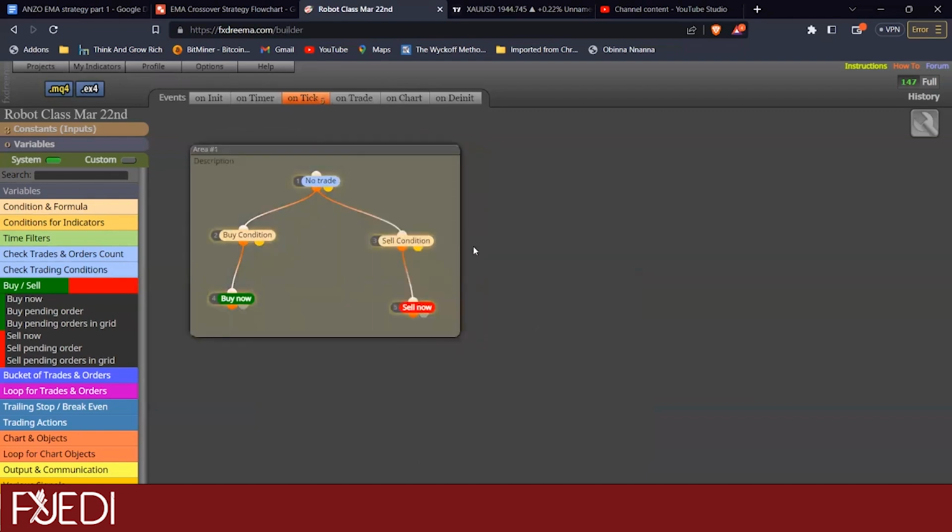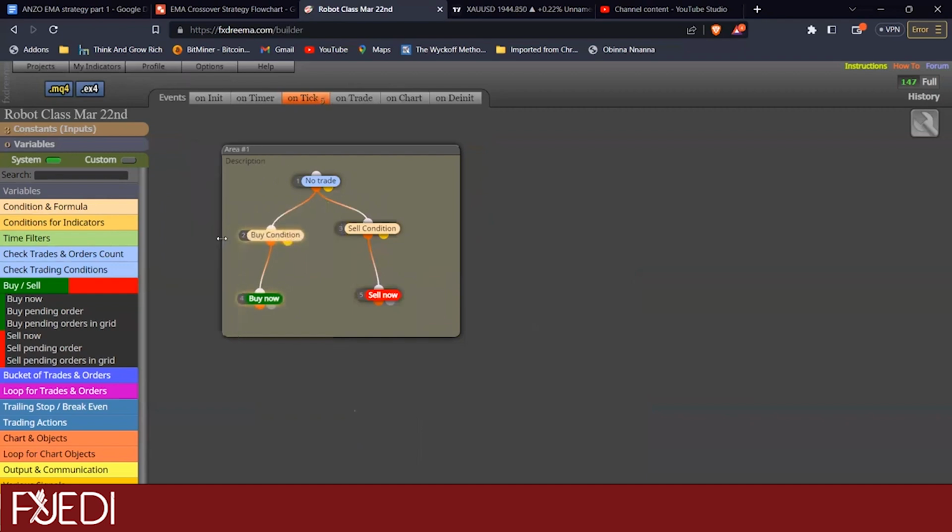So all of this is in one area. Don't mind me, I like aesthetics. I like to get things looking proper. Okay. So that is that. So basically, what this does is it will check trade conditions. If there are no trades, it will check the buy conditions. If it is met, it will buy. Otherwise, it will check the sell condition. If it is met, it will sell. Now, I'm not going to test this now. We're just going to continue building, we don't have much time.